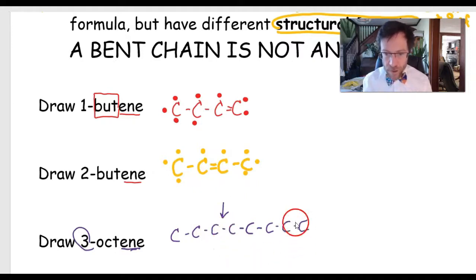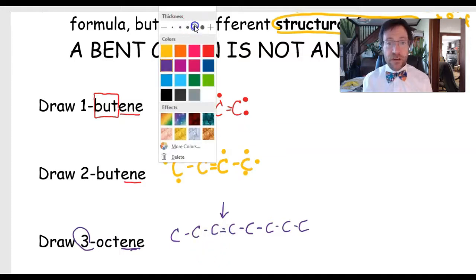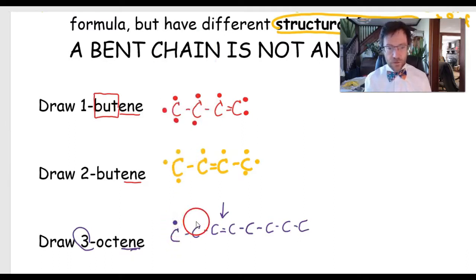Or I could put it there. But you'll have to choose. It's going to be one or the other. It's not going to be both. I'm going to go for right there, just because I kind of feel like it. Okay, so then we add hydrogens so that every carbon has 4 bonds. 1, 2, 1, 2, 3, 4, 1, 2, 3, 4.